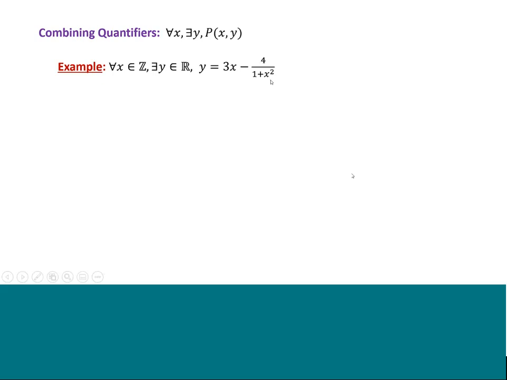If it's 0, it would be 0. So x squared is always 0 or bigger. But 0 plus 1 is 1. So the smallest that this denominator right here could be is 1, which means you're never going to get divided by 0, which means, yes, you actually can plug in any integer you want.